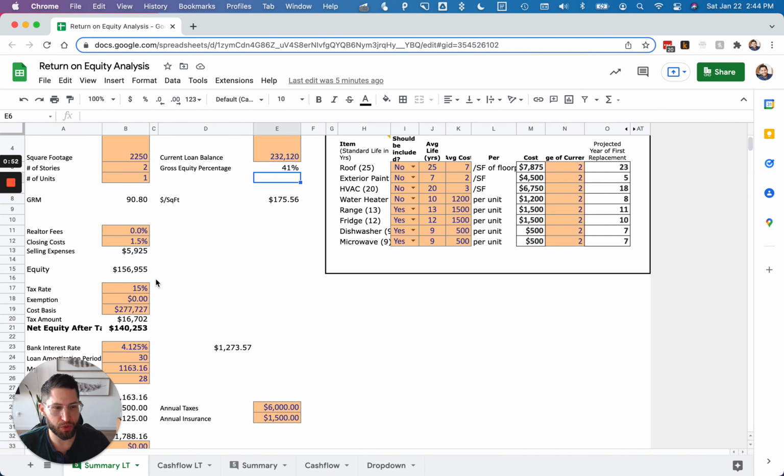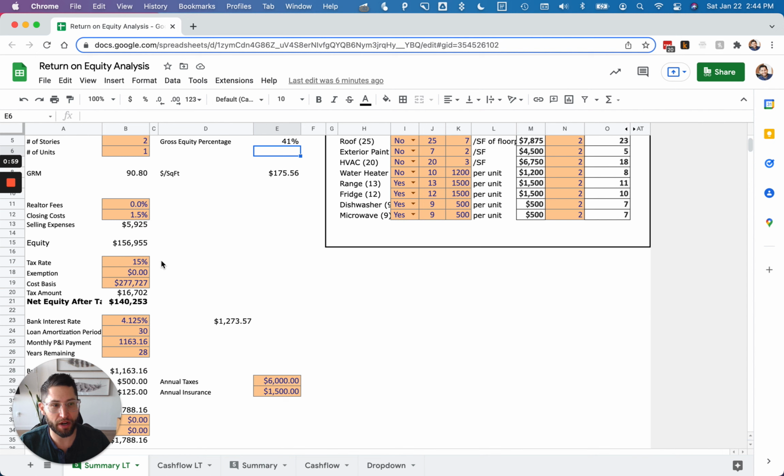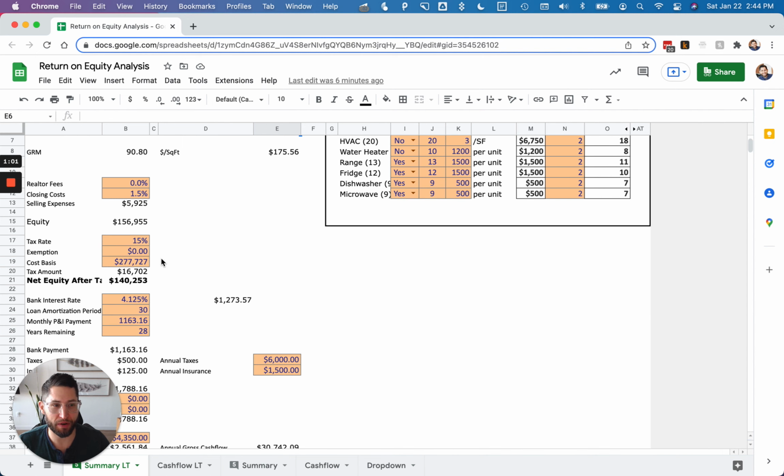Okay. I also want to take into account taxes, because what I'm really trying to figure out is how much money is going to land in my bank account and what kind of return I'm getting if I leave that in there. So in this case, I'm assuming a 15% capital gains tax rate, which would leave me, based on the cost basis that I've calculated, a net after taxes of about $140,000.